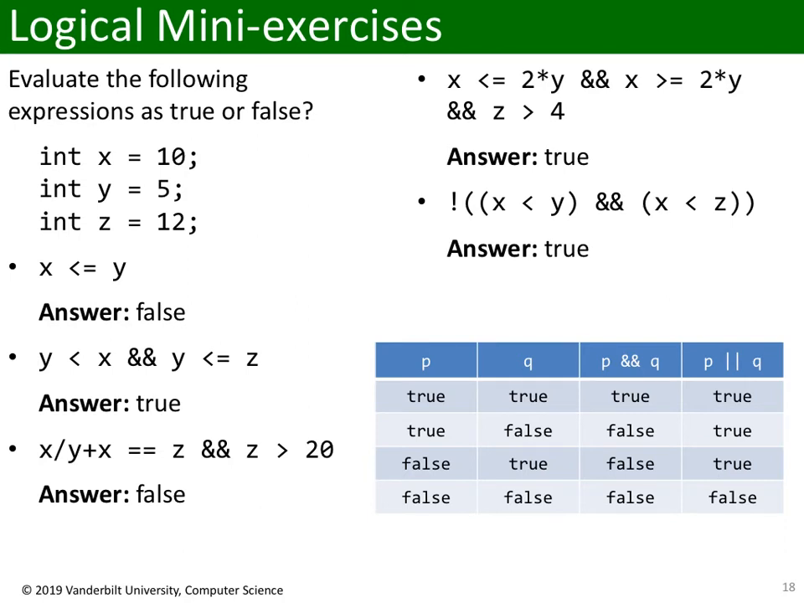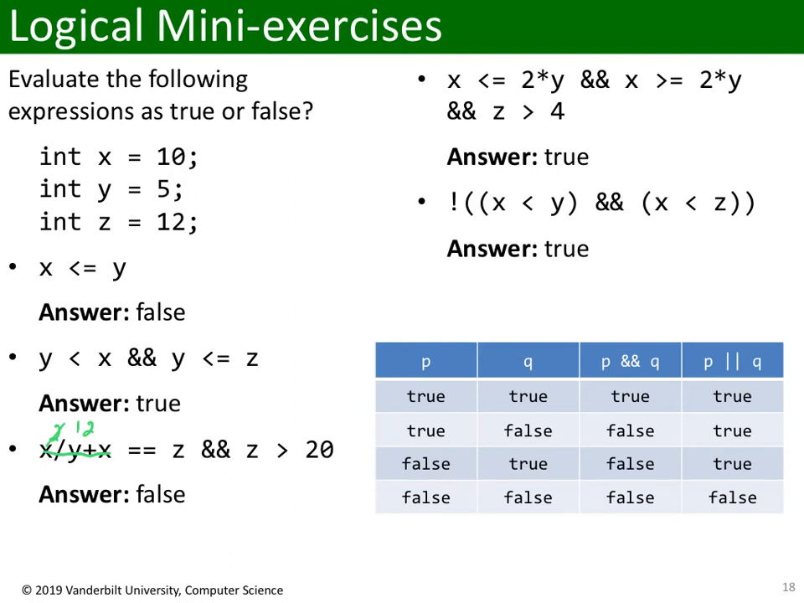In the following example, the highest priority operator is the arithmetic division. So we have x divided by y, x being 10, y being 5. This is going to evaluate to 2. Then we have another arithmetic operator in the plus. So that's a binary plus. So x is 10, 2 plus 10 is going to be 12. So we'll just put 12 and mark that out.